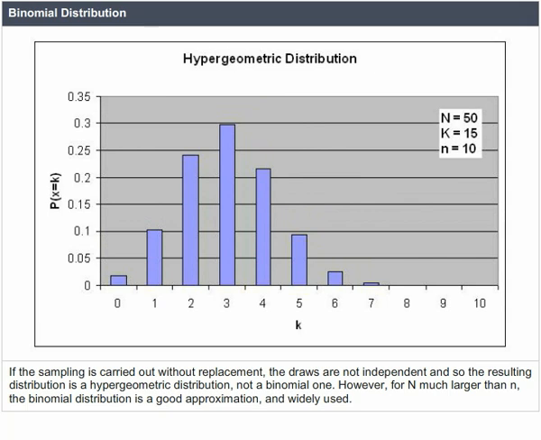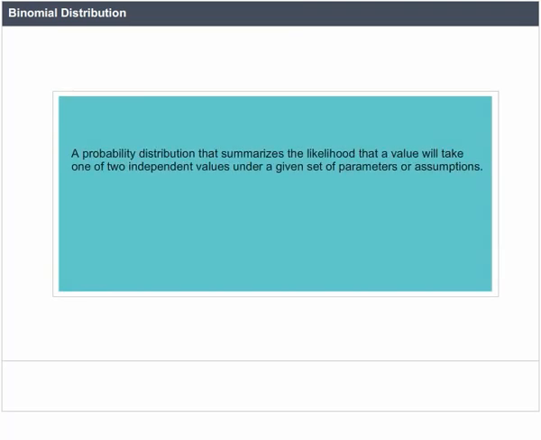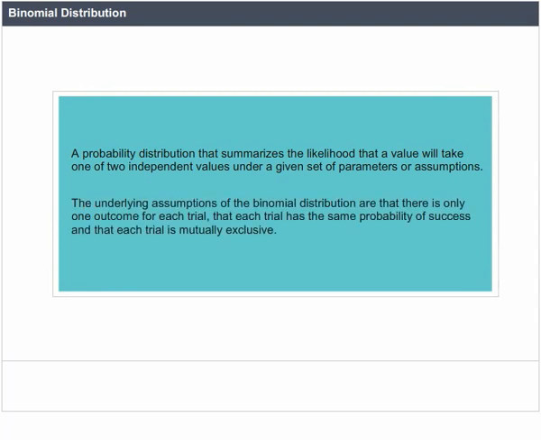It is a probability distribution that summarizes the likelihood that a value will take one of two independent values under a given set of parameters or assumptions. The underlying assumptions of the binomial distribution are that there is only one outcome for each trial, that each trial has the same probability of success, and that each trial is mutually exclusive.